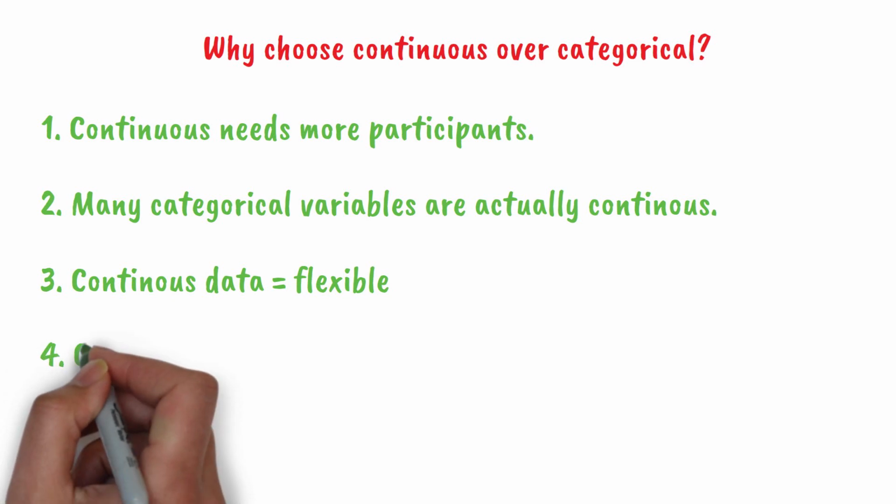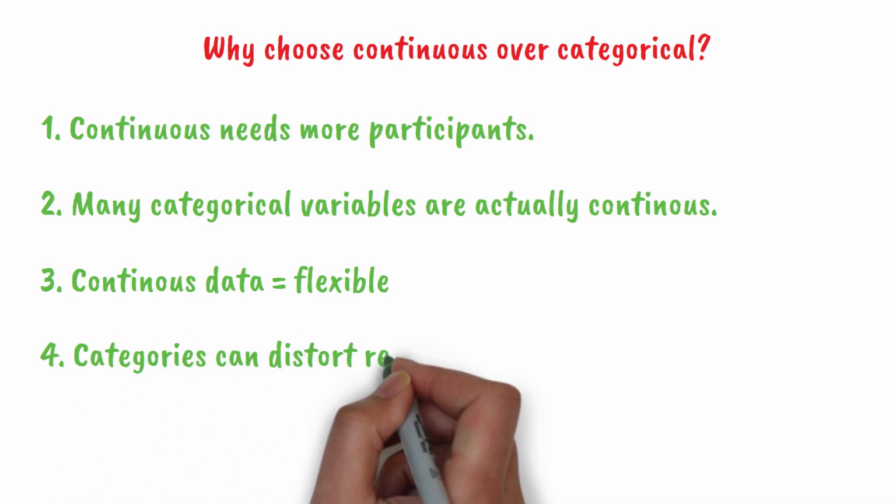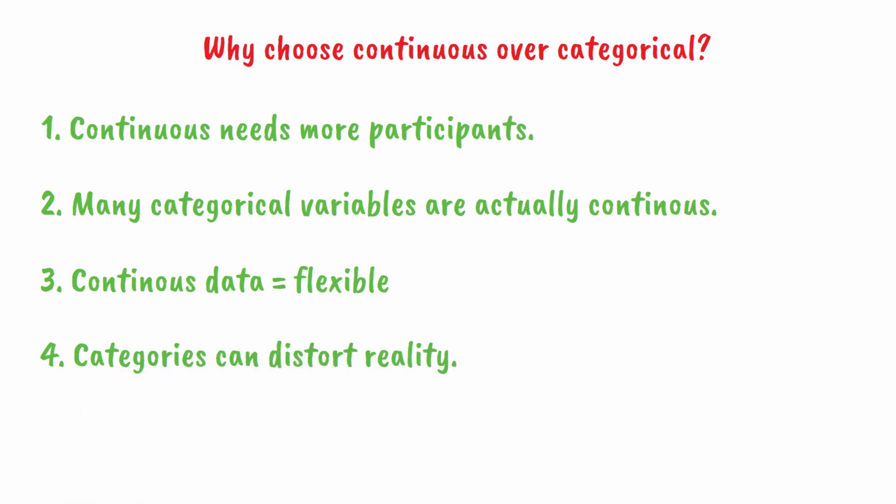And fourth, categories can distort reality. Human groups are rarely cleanly separated into distinct subgroups. By forcing cutoffs, like drawing a line at age 35, you're saying that someone who is 36 is much more similar to someone who is 49 than to someone who is 34. But in reality, that's often not true. Those arbitrary cut-offs can be hard to justify.